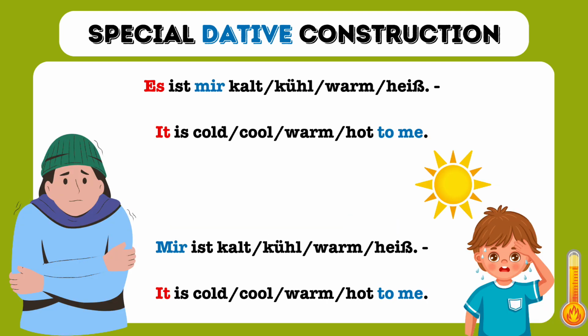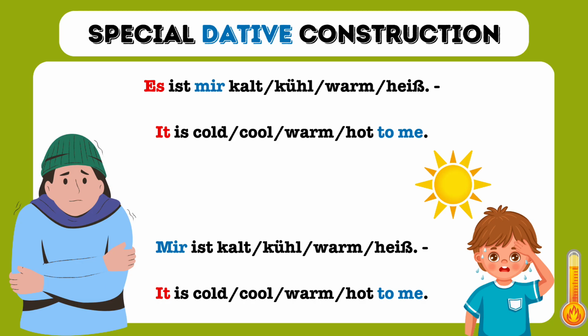This actually happens because it was originally used with es, as in it is cold to that person, so es ist mir kalt, es ist mir kühl, es ist mir warm, es ist mir heiß. All of those used to be the real way that we said this, and over time we just got rid of the es, and we just put mir in front to make it so that it draws more attention to me, which of course is very egocentric of the language.